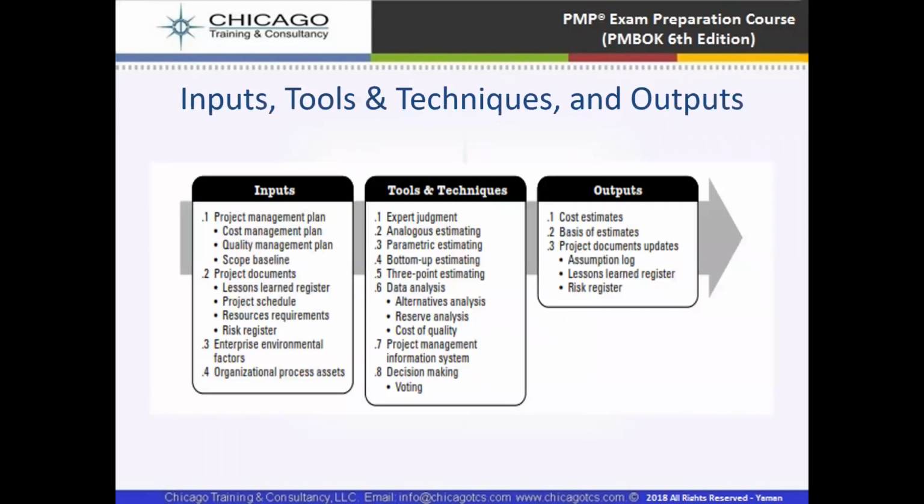What are the inputs, tools, and techniques? The inputs here are, again, the project management plan, project documents, and EEF. The tools and techniques are analogous estimation, parametric estimation, bottom-up estimation, and some data analysis and decision making. We will vote here.